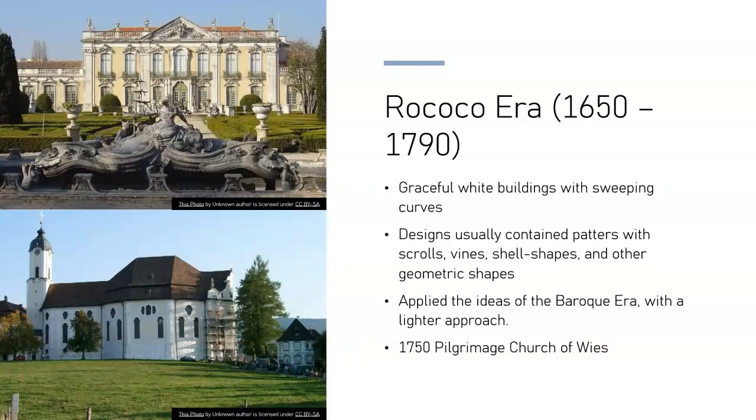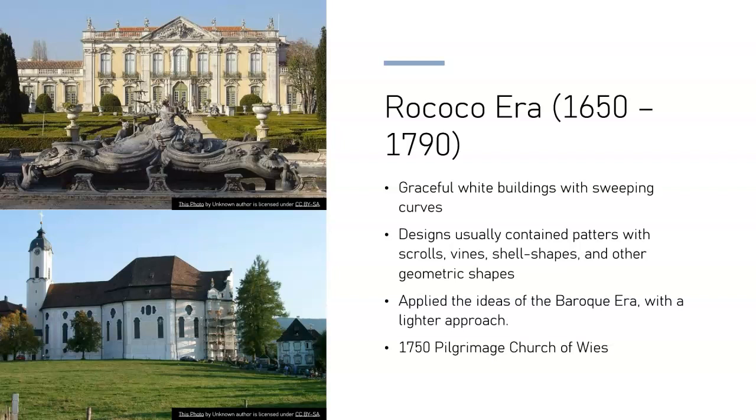Next up, we'll skip over the Baroque era because there's not a whole lot of difference between that and the Rococo era. The difference is the Rococo era used a more graceful, white building type of design, with more pops of color. Their designs usually contained patterns with scrolls, vines, shell shapes, and other geometric shapes similar to that.